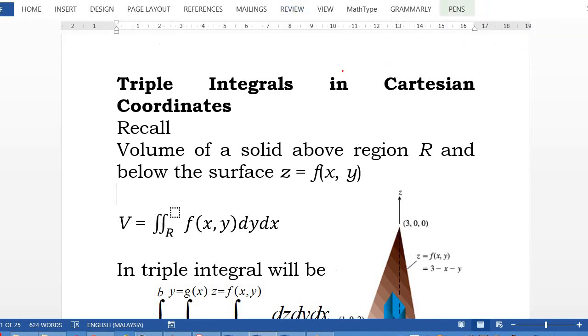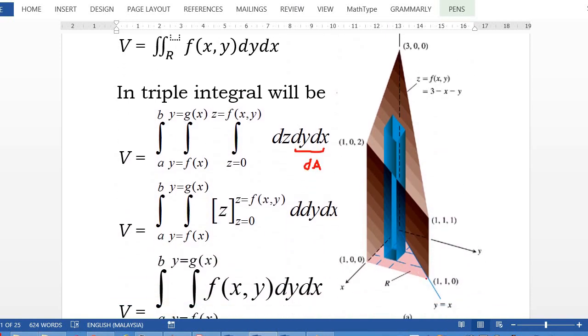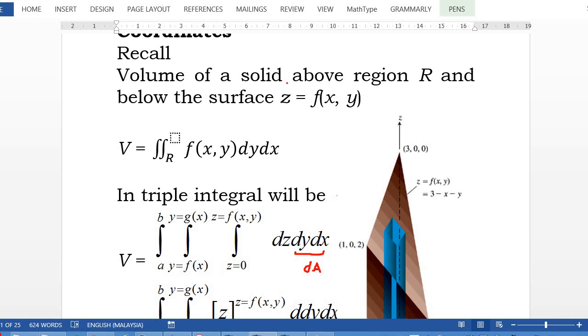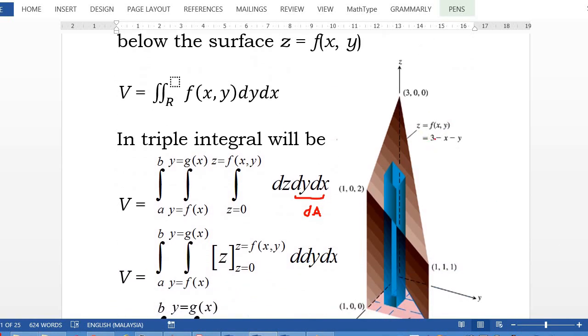Today we are going to learn the triple integral in Cartesian coordinates. Recall the volume of a solid above the region R, for example, the region R here, this triangle on the xy plane, and below the surface z equal to f(x,y). For this case, z equal to f(x,y) is 3 minus x minus y.